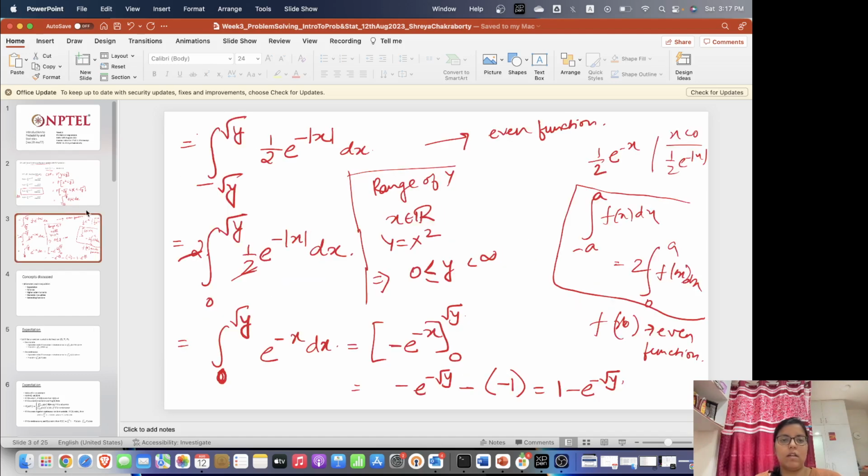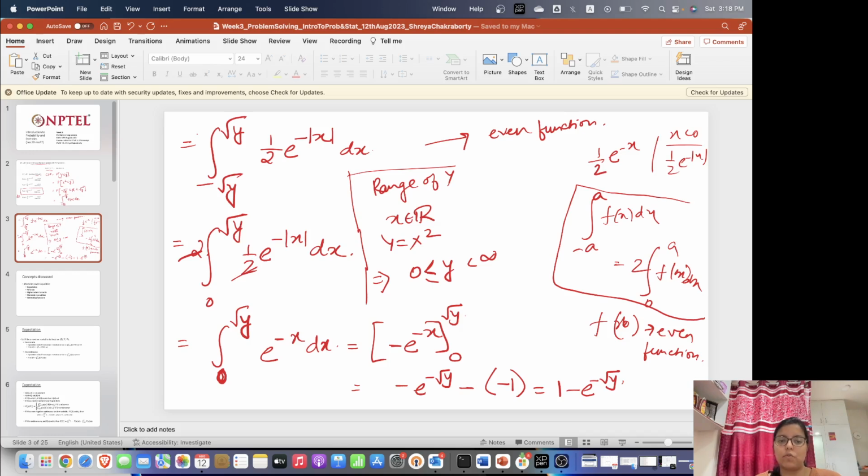So then this was the PDF which we wrote. Now since this is an even function and we had minus a to a integration of some even function, that can be written as twice in the positive range, 0 to a. So using this we wrote it as 2, 0 to root y, the entire PDF. Then this one half and 2 cancelled.